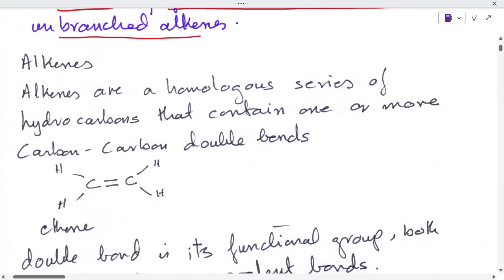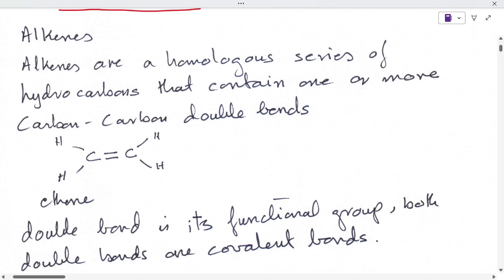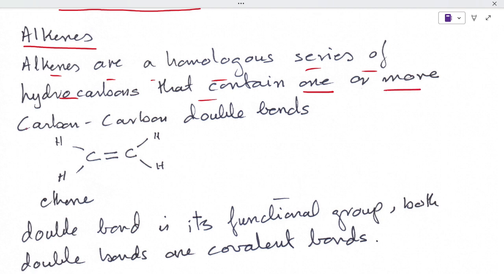Now I'm telling you that there are 3 branched or unbranched, but I'm going to teach you the 4th one also, just to make things a little more clearer. Now alkenes. Alkenes are a homologous series of hydrocarbons that contain one or more carbon-carbon double bonds. I have told you about homologous series before in my lecture on alkanes.